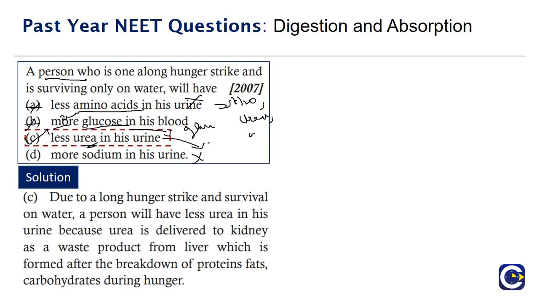So the answer is less urea in his urine. Due to a long hunger strike and survival on water, a person will have less urea in his urine because urea is delivered to the kidney as a waste product from the liver, which is formed from the breakdown of protein, fats, carbohydrates during the hunger. Okay.